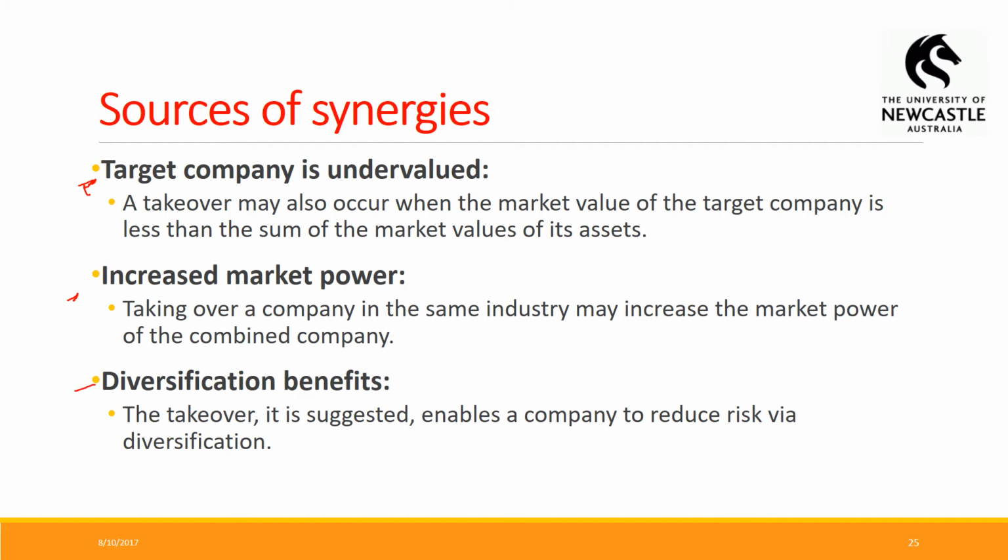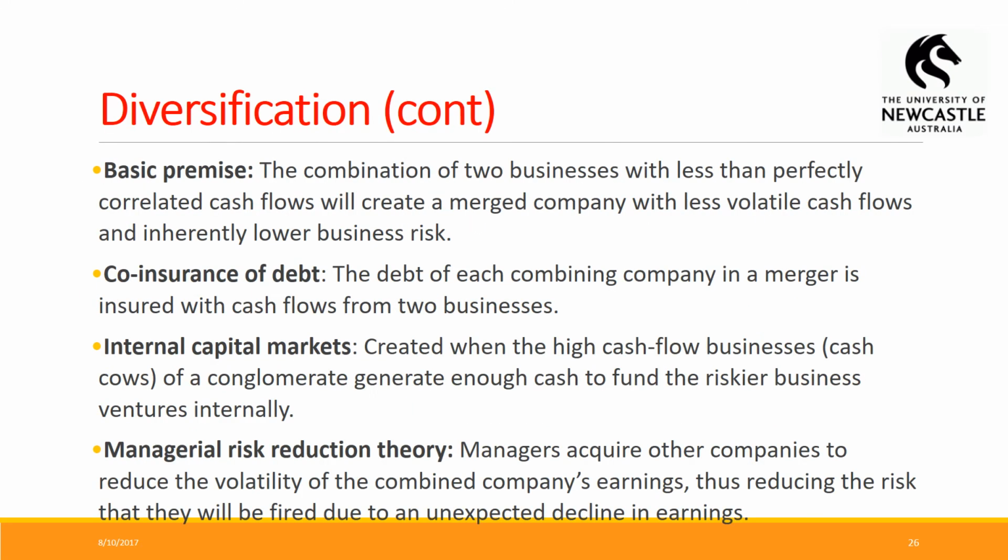Diversification, so we combine cash flows from different industries, and overall, therefore, we reduce the volatility of the overall cash flows. Okay. So the idea of diversification is we combine uncorrelated cash flows or less than perfectly correlated cash flows, and by doing so, we reduce the total risk of the cash flows.